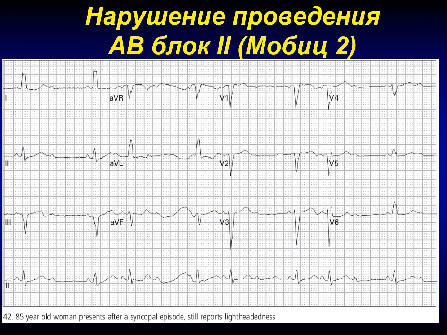Mobitz 2 is characterized by a fixed PQ interval. There is no prolongation of the PQ interval from complex to complex, but we have absence of the QRS complex after some P waves. It's a P wave without QRS complex. PQRS, PQRS, P without QRS complex. PQRS, PQRS, P without QRS complex. It's called Mobitz 2 AV blockage second degree.